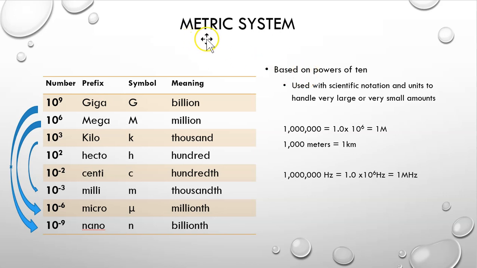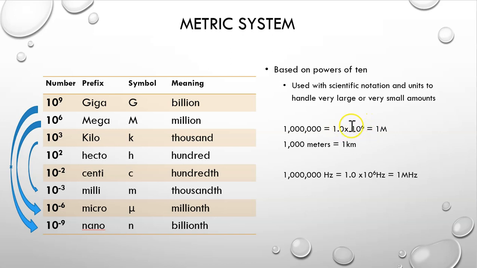So the metric system is based on powers of 10. Almost anybody in the United States that speaks 2 languages inherently understands the metric system. Those that are monoglots or only speak English tend to have a little bit of trouble with the metric system, but you can remember that it's in powers of 10, and it utilizes scientific notation and units to handle very large or small amounts.